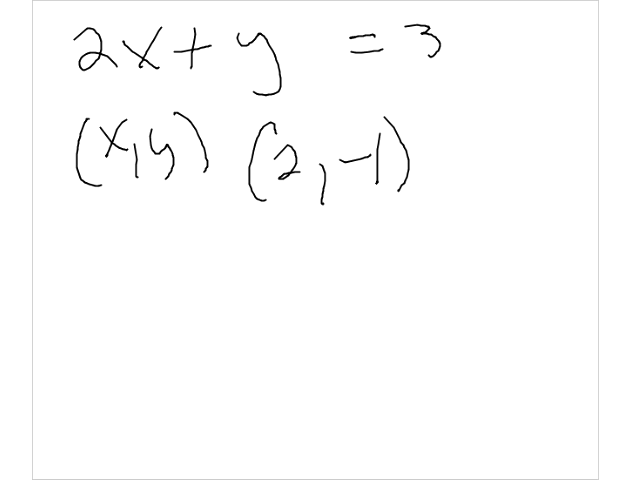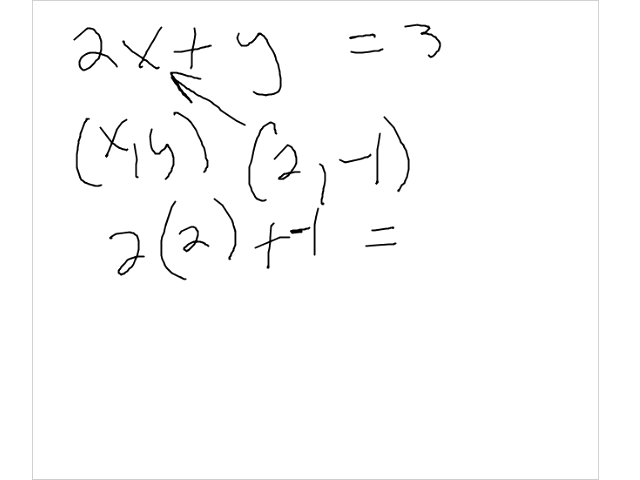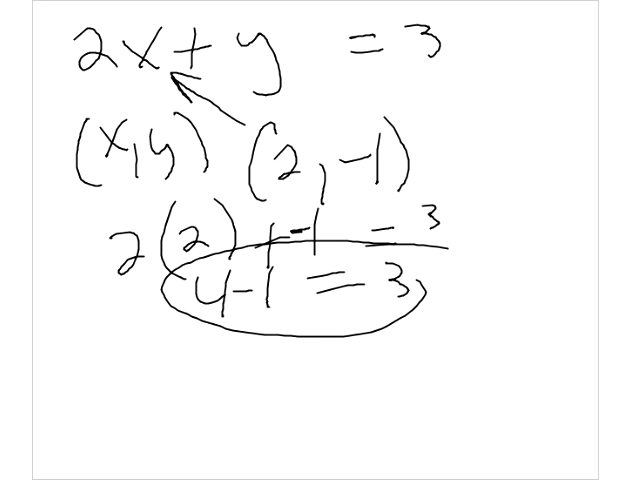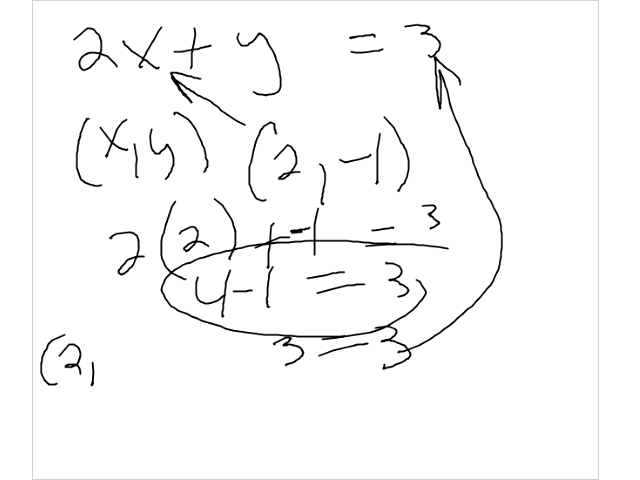In other words, they just told us this, and we can plug in 2 for x, and we can plug in a -1 for y, and this would be 4 minus 1 or 3. And of course, 3 equals 3, so indeed 2, -1 is a point that satisfies that equation.